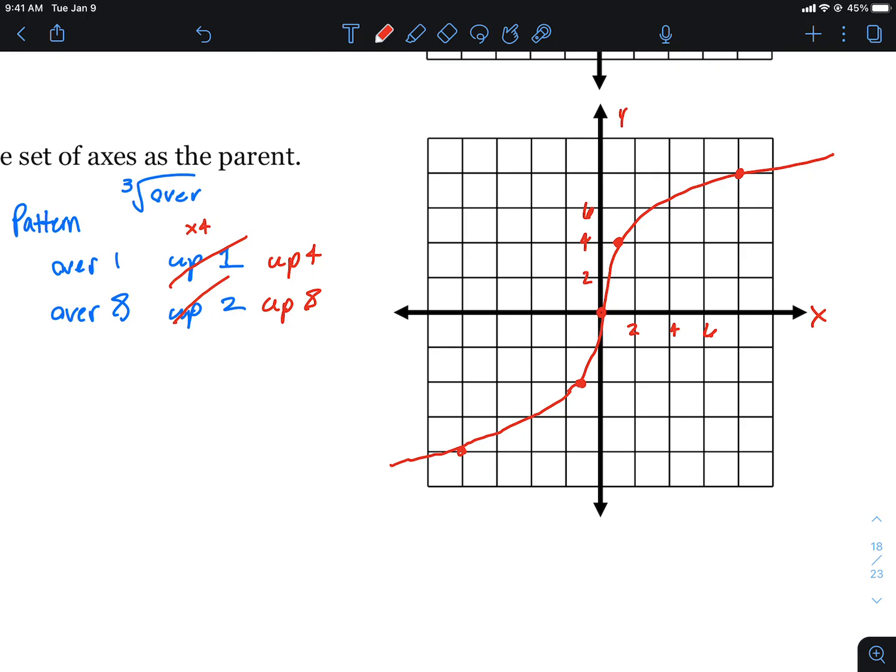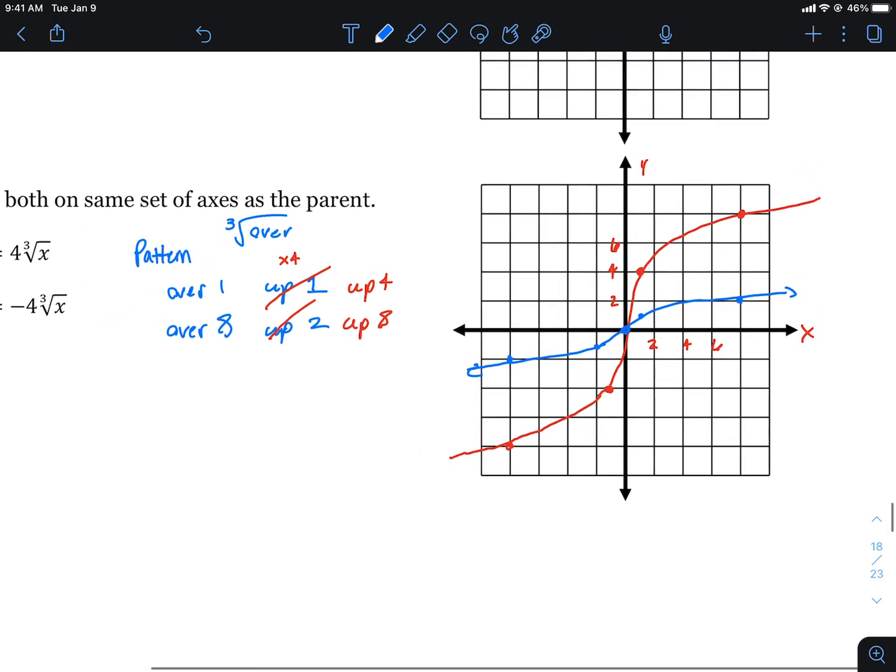If you wanted to compare it to the parent function, I guess I could do that here in blue. That'd be over 1, up 1, kind of like that, and then over 8, up 2, kind of like that. So we've significantly increased the steepness here, especially in the middle. So that's kind of like what the graph would look like.